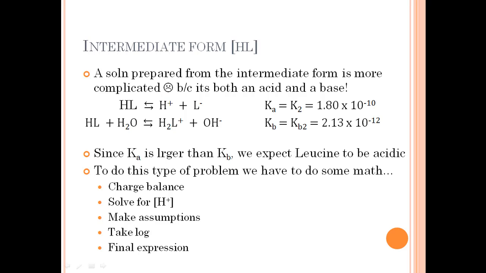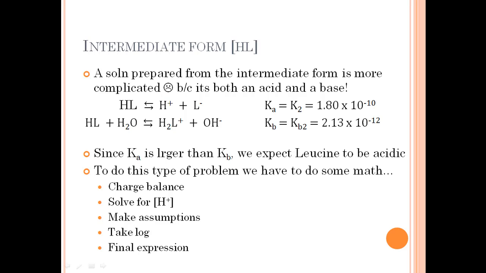If it's going to donate a proton, it'll be the first reaction, which is HL dissociates into H plus and L minus, and there's your Ka with 1.80 times 10 to the negative 10. Now, if it did the other thing, if it accepted a proton, then it would do the second reaction, and there is the Kb. Since the acid dissociation reaction has a larger value, then we expect leucine itself to be acidic.